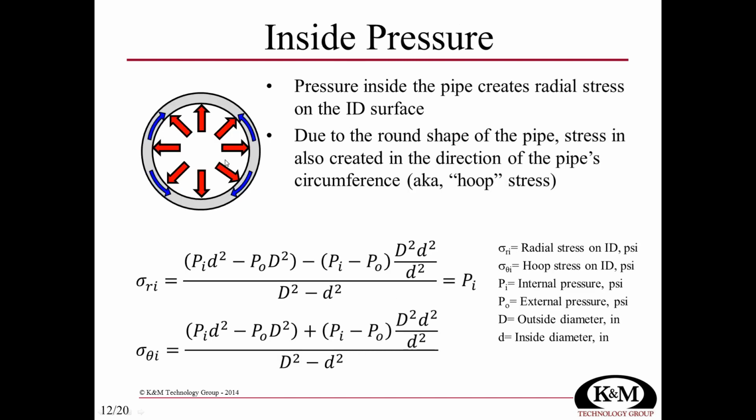Inside pressure. So when we put pressure on the inside, that's going to create a positive hoop stress and a positive radial stress. The radial stress on the inside is this big old long equation with some pretty simple components. And then the hoop stress on the inside is calculated with this equation. Very similar, but a few minor little differences. The radial stress on the ID turns out to just be your internal pressure. So if you have 5,000 psi on the inside of the pipe, that works out to 5,000 psi radial stress.